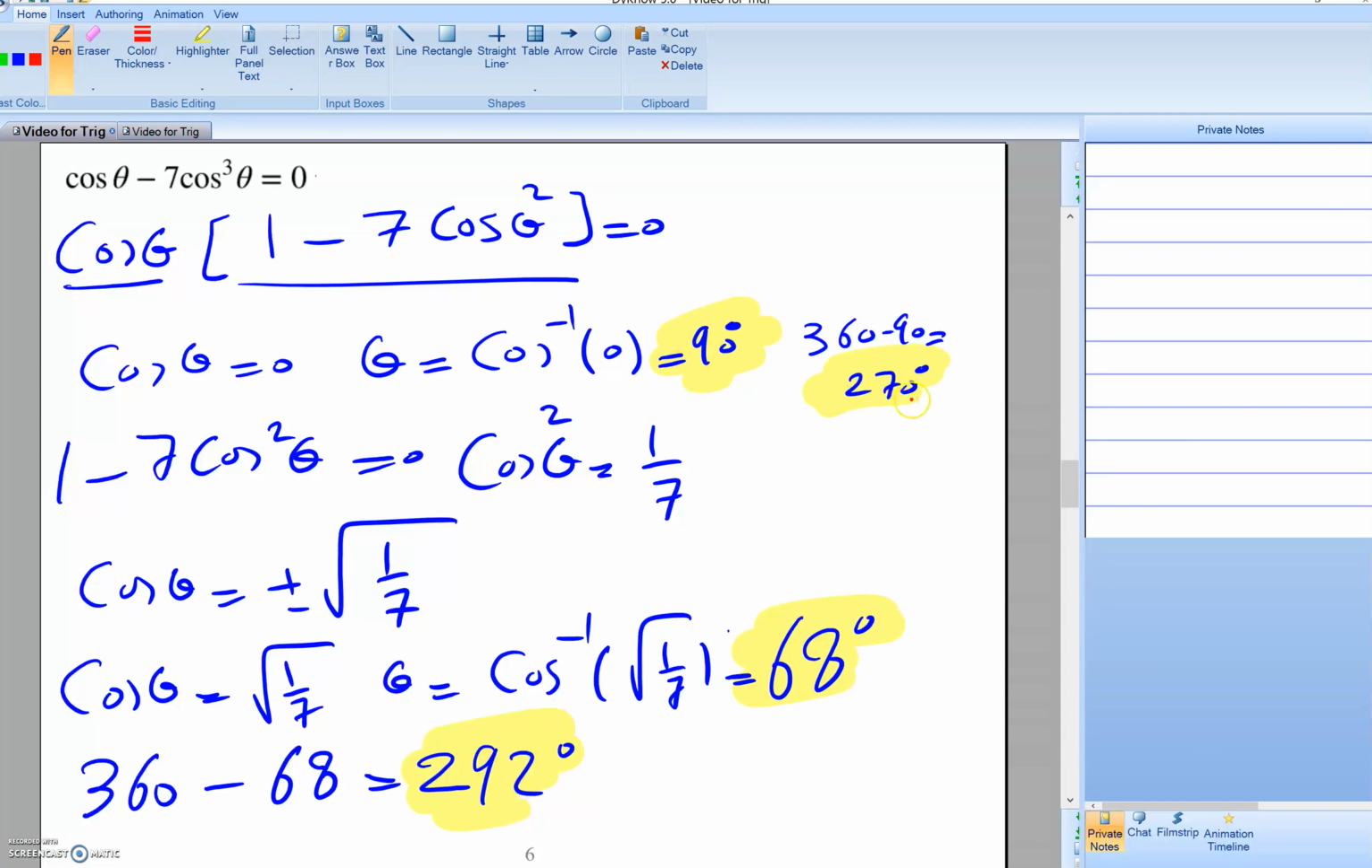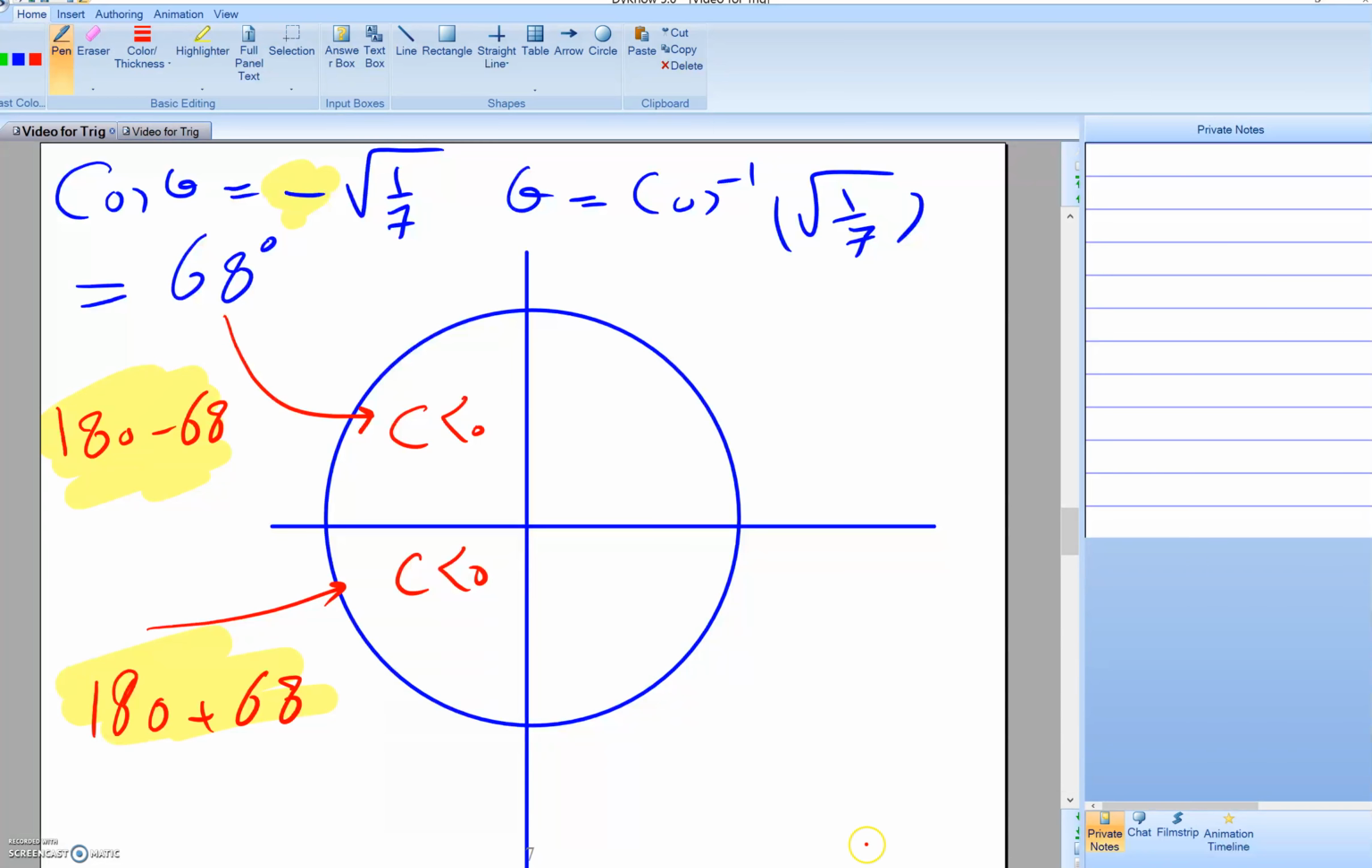So I have 90 degrees, 270 degrees, 68 degrees, 292, and 180 plus 68, which is 248 degrees, and the other one I have to reduce. Okay, 180 minus 68, which is 112, I think, right? Okay, so if I have a negative value, I use inverse on the positive, but then I have to check the circle. Where do I have negative for cosine, or negative for sine, or negative for tangent?